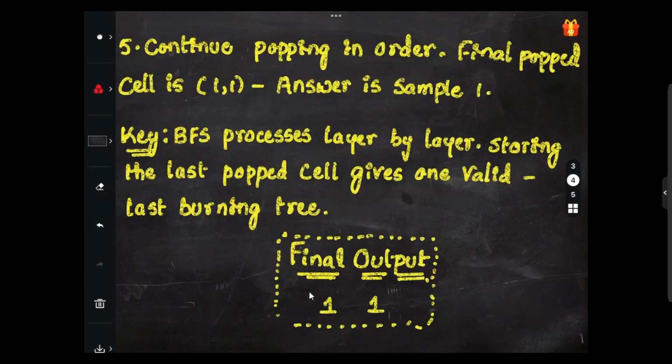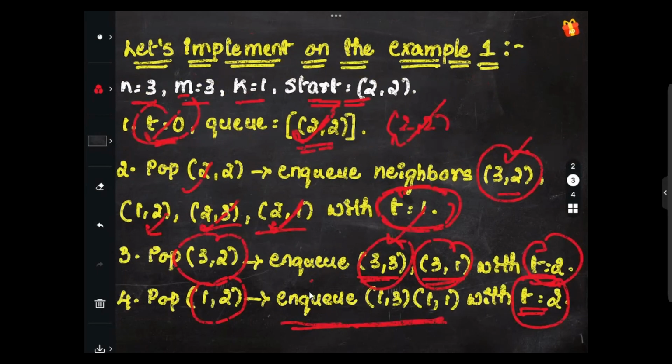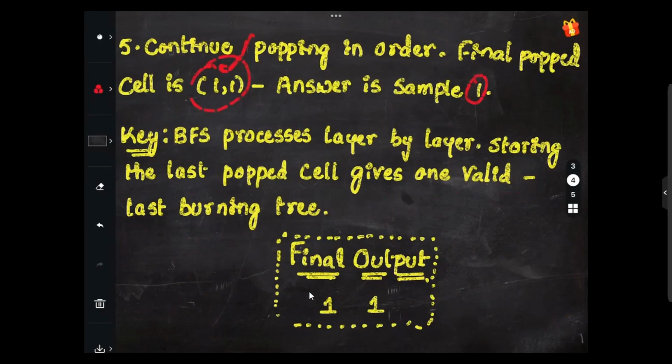So we will continue popping in the same order. The final popped cell is 1 comma 1. So the answer sample is 1. We need to display the coordinates in the output. Again, we'll continue popping. This one we have done, right? In the fourth step, similar to this one, we will continue popping in order. The final popped cell will be 1 comma 1.